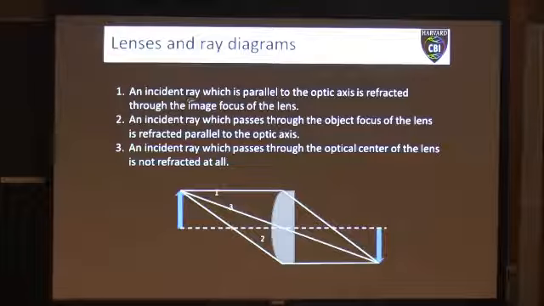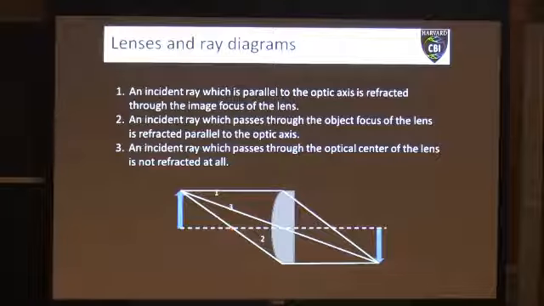Any incident ray which is parallel to the optical axis, so this is the optical axis here, the dotted line, this is our incident ray that's parallel to it. It's going to be refracted through the focal point of the lens on the other side, okay? So it comes in parallel, refracts through the focal point, that's a little red dot here, one on both sides. And so we draw that ray.